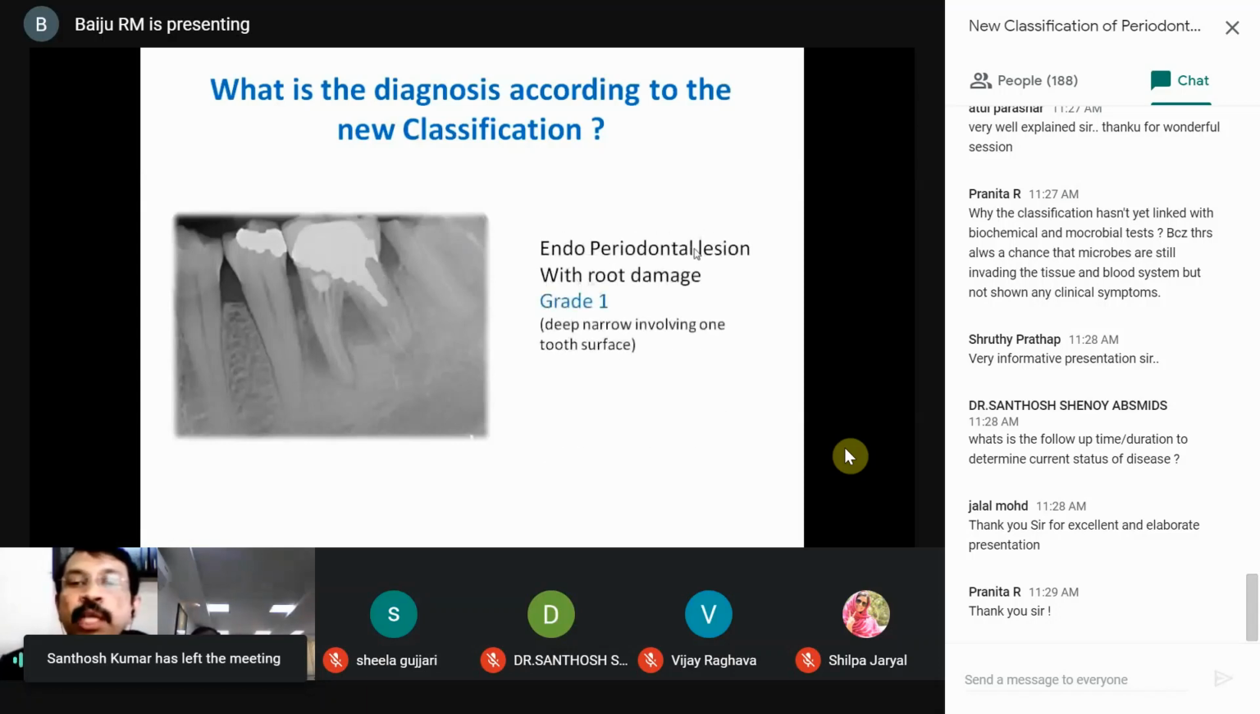Diagnosis: endodontic periodontal lesion with root damage, because the patient had a perforation. And it is grade 1 because it was a deep, narrow pocket on only one aspect. Here, there was no pocket. So, this was a grade 1.